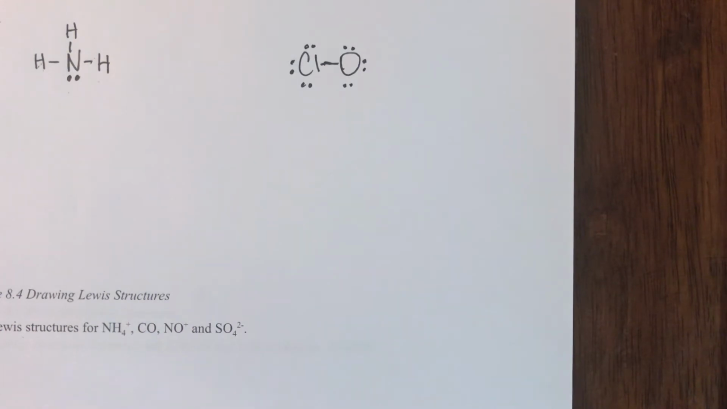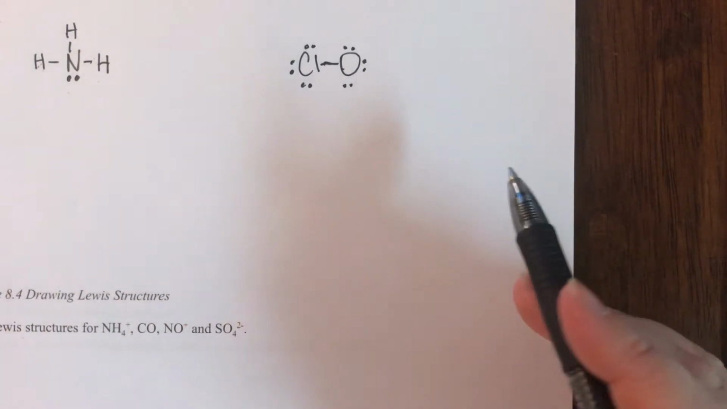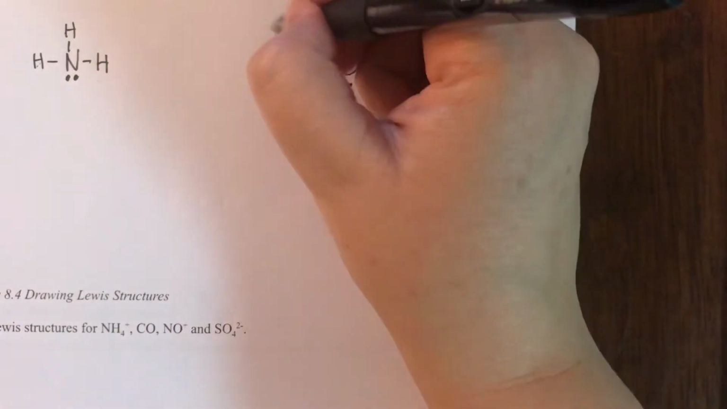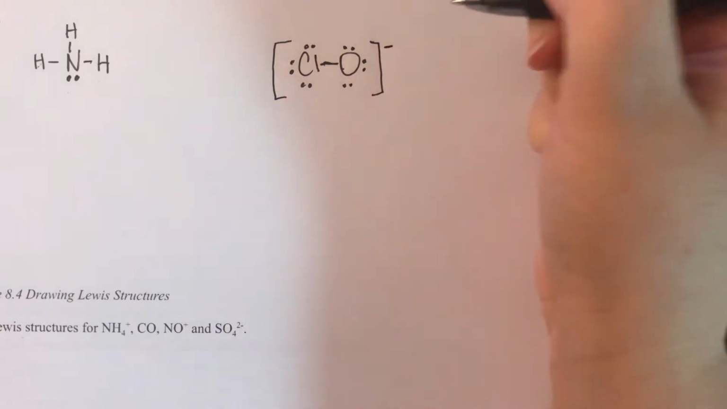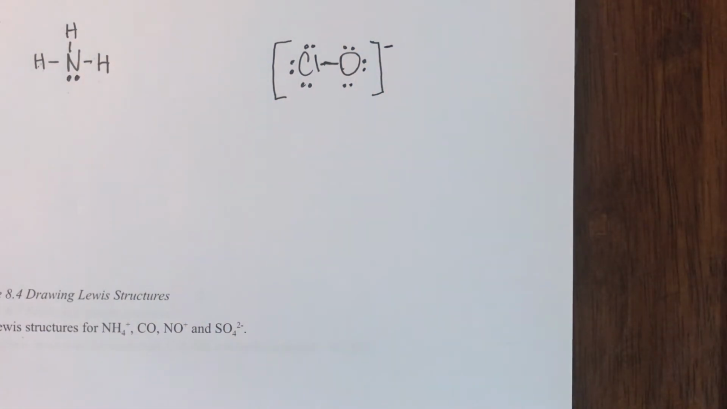There's a new rule. If your Lewis dot structure represents an ion, then you have to put brackets around it and put the ion charge out there. Otherwise, someone just looks at that and thinks you did it wrong, right? That you added a willy-nilly electron. It came out of nowhere. So you have to put the brackets and the minus sign out.